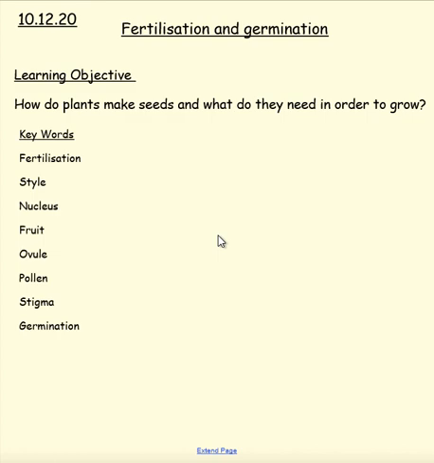So we are going to look at fertilisation and germination. Already this week you should have looked at the parts of the flower and pollination.